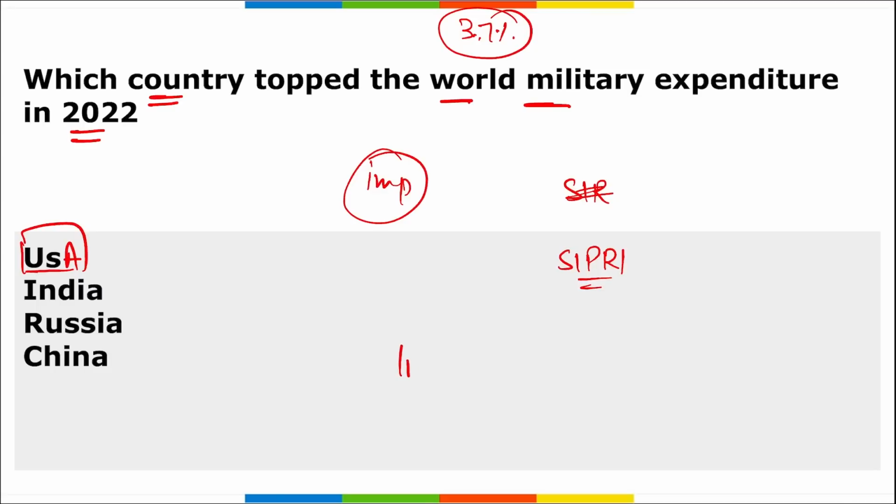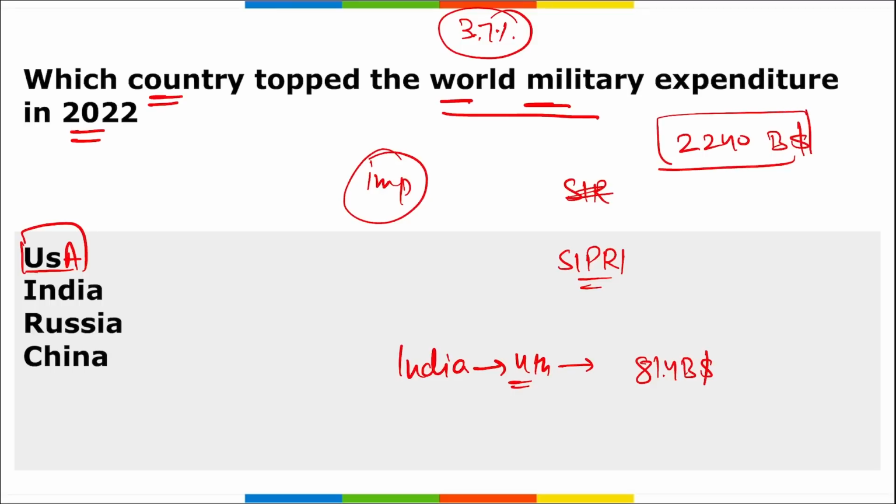Right? And what is the rank of India? India stood at 4th position. Right? And the military expenditure of India for 2022 was around $81.4 billion. Similarly, remember, USA topped it, right? And if we talk about the total world military expenditure, 2022 was at an all-time high of $2,240 billion. Right?